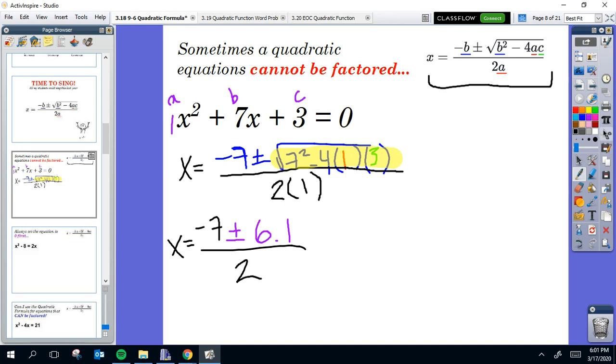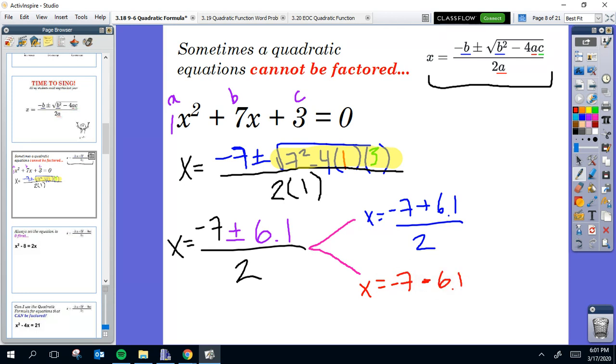Now, you guys were taught that this plus and minus sign can give you 2 different things. On the top, we're going to do x equals negative 7 plus 6.1 over 2. That deals with the plus sign. On the bottom, we're going to do the same thing, negative 7, but now minus 6.1 over 2. And those two are going to yield different answers.